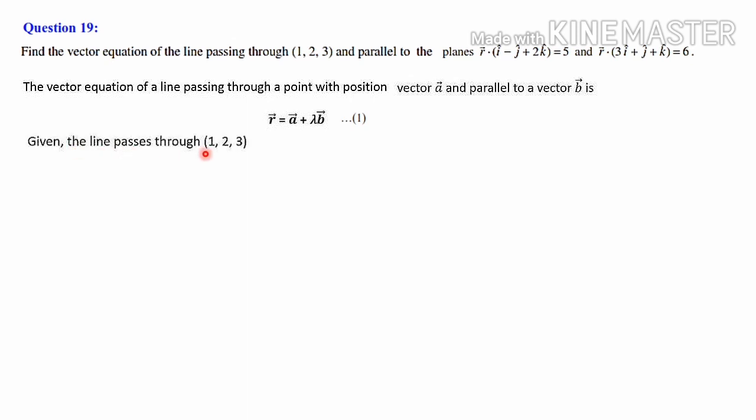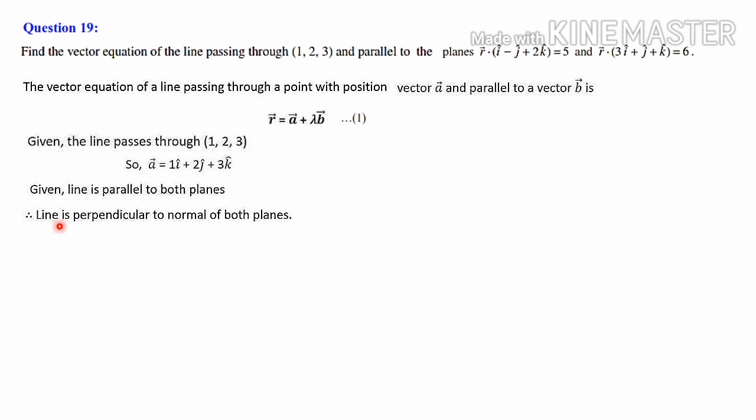So label it as equation number 1. Here the passing through point is given. The line passes through (1, 2, 3). So we can write vector A as 1 i cap plus 2 j cap plus 3 k cap. Then the line is parallel to both the planes. That is the condition given to us: the line passes through this point and is parallel to these two planes. So the line is perpendicular to the normal of both the planes. Both the planes have normals, and the line is perpendicular to the normal of both.